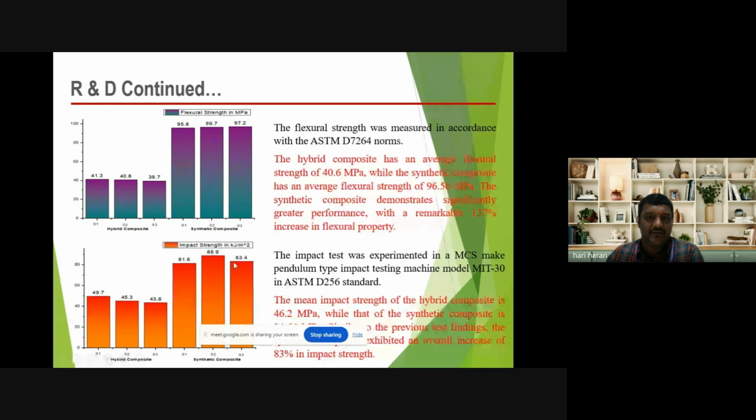Moving on to the impact strength, the same kind of results are obtained. It was carried out in the MCS type pendulum machine, and the standard I followed is ASTM D256, and the value is roughly between 48 for hybrid composite, whereas in the case of synthetic composite it is around 87. And we can see the overall increase in the impact strength is around 83%.